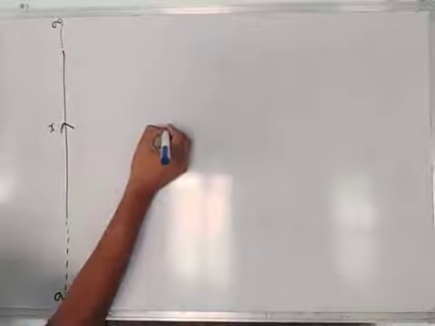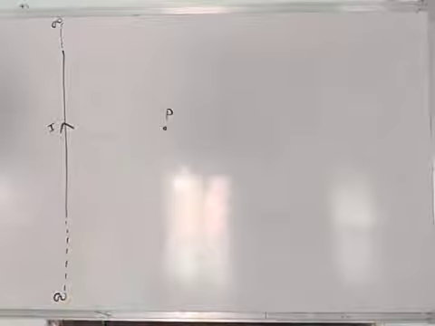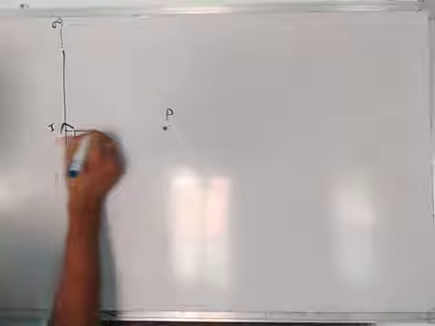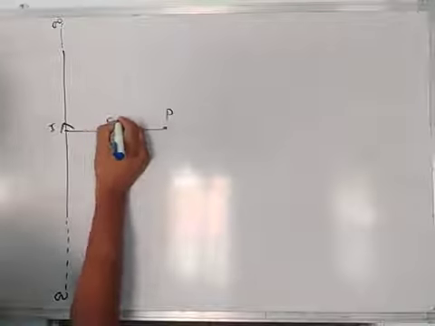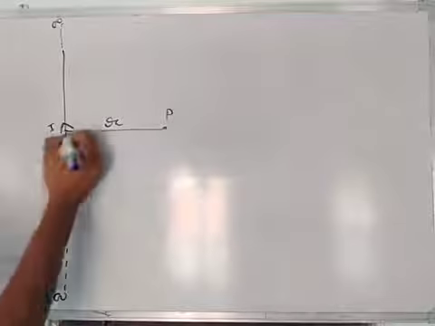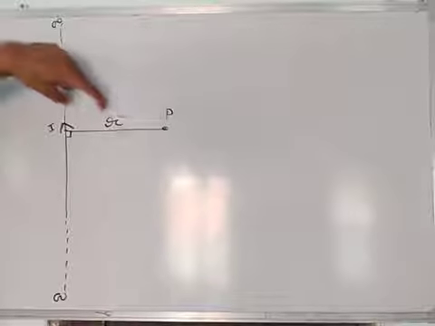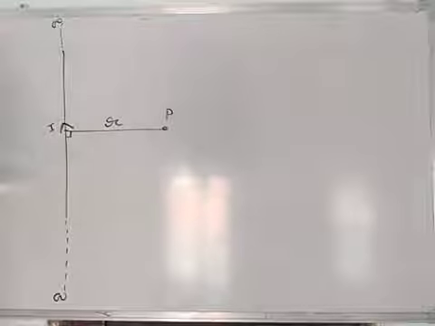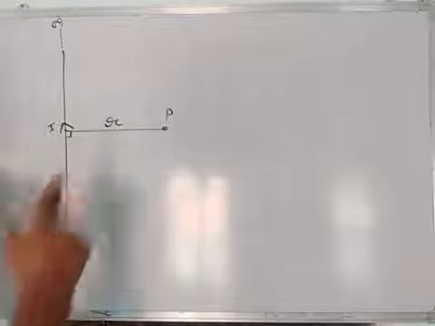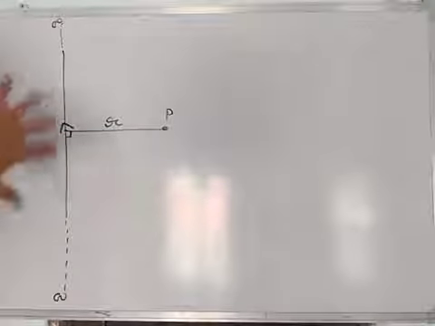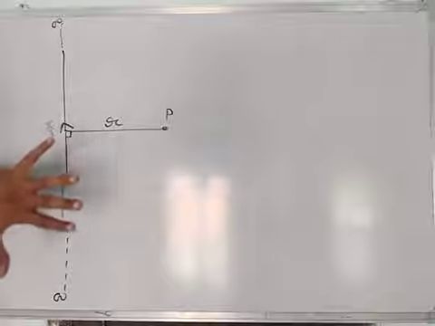Then again, consider a point P which is at distance R, and this distance is perpendicular from the conductor. The conductor is straight. This point P is at distance R from this conductor, and we want to calculate the magnetic field at point P. The most important result is this.